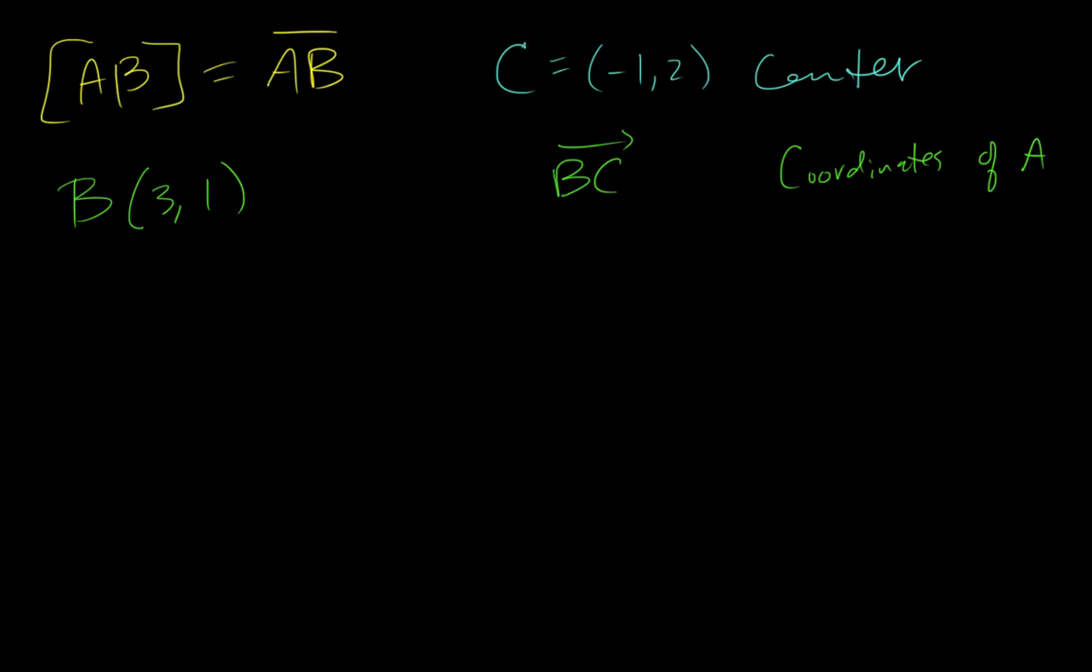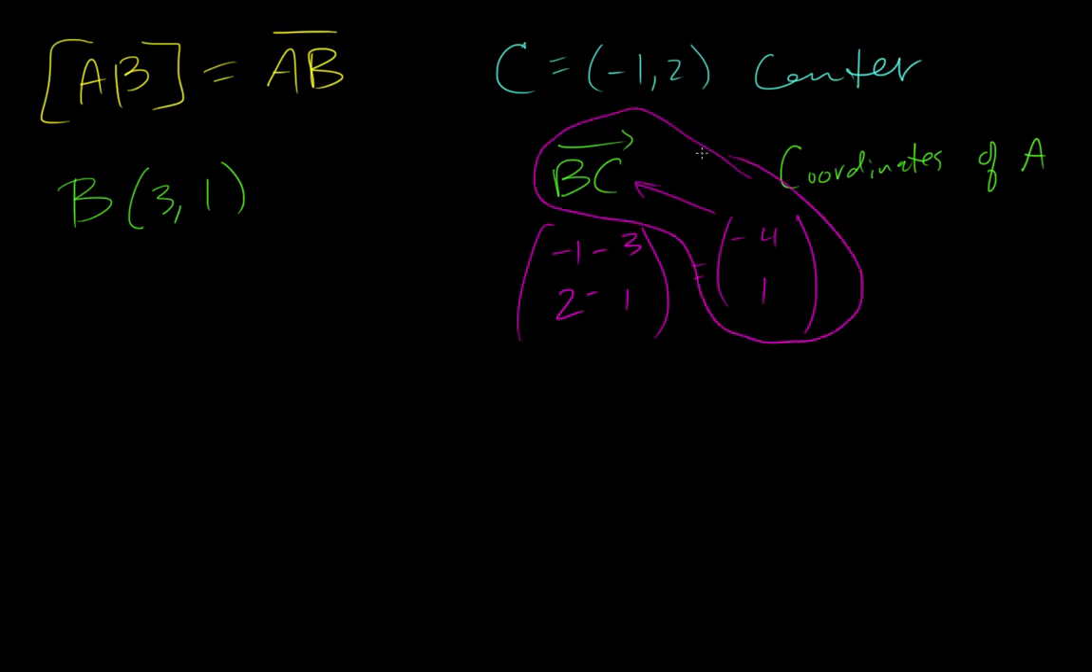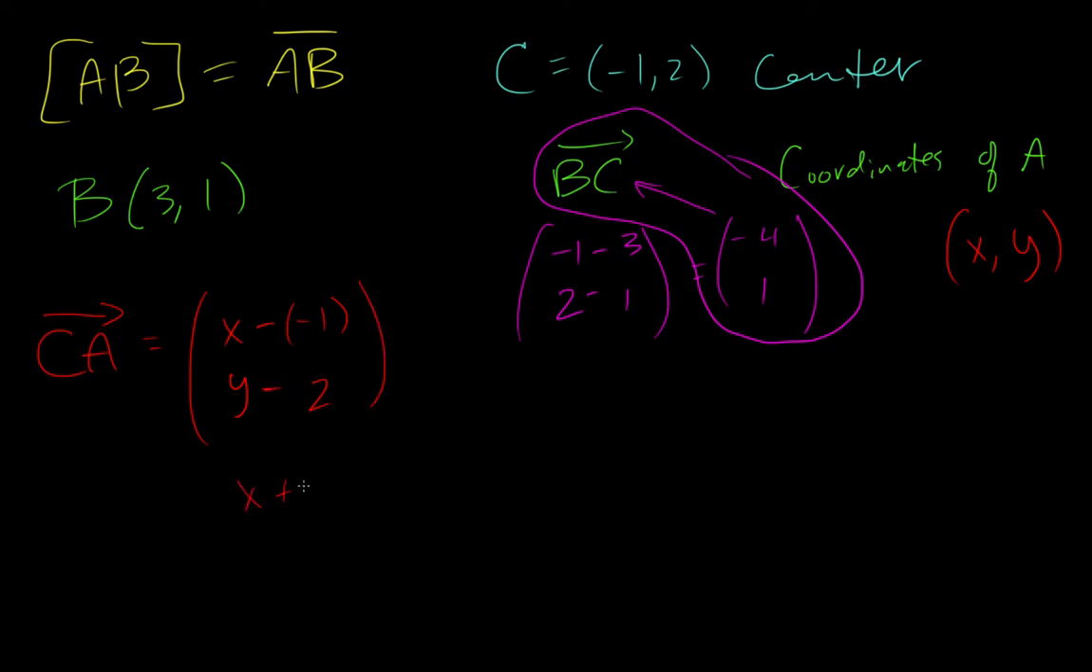Okay, so BC is pretty straightforward. We're just going to do C minus B. So (-1, 2) minus (3, 1). We get (-4, 1). So that's that. Okay, now if we want to find the coordinates of A, we can just go C to A, which remember is going to be A minus C. And let's define A as (x, y). So we're going to plug in (x, y) minus C, (-1, 2). And we end up with (x plus 1, y minus 2).